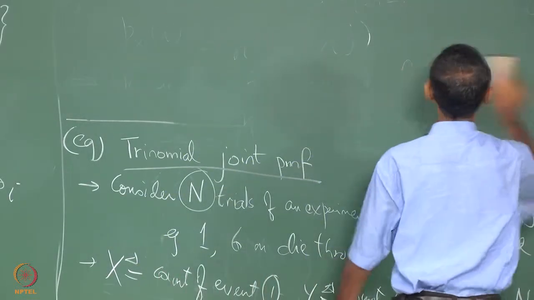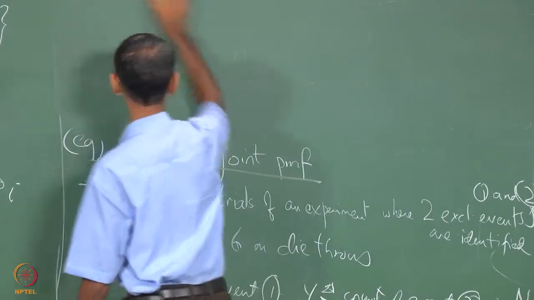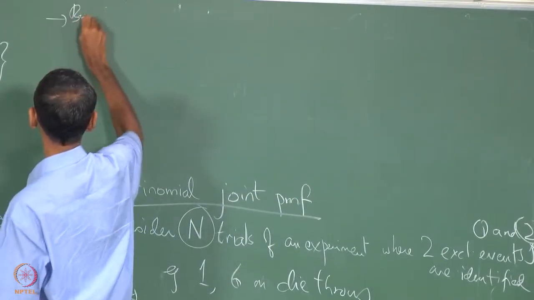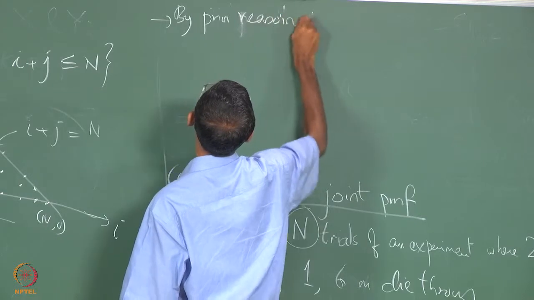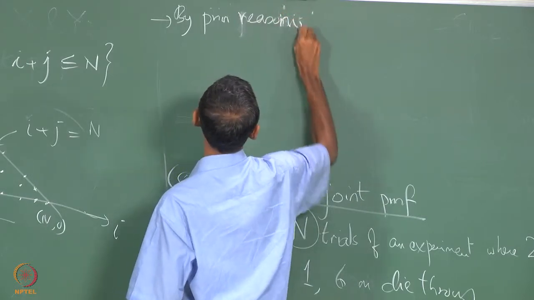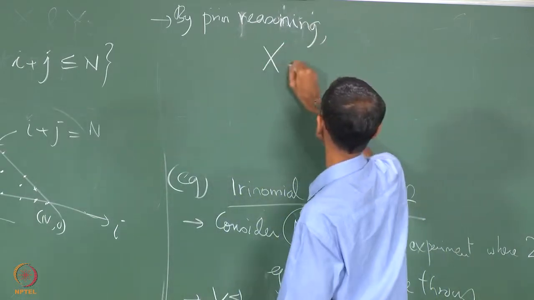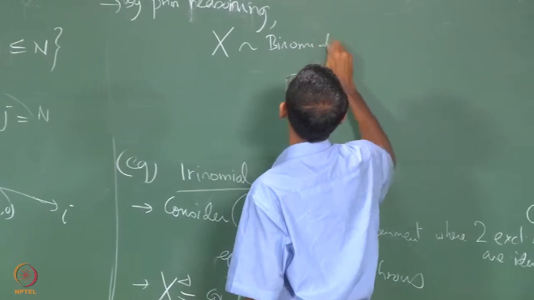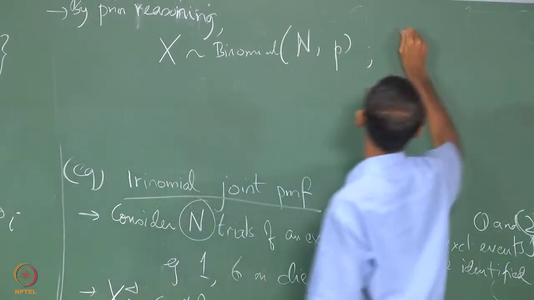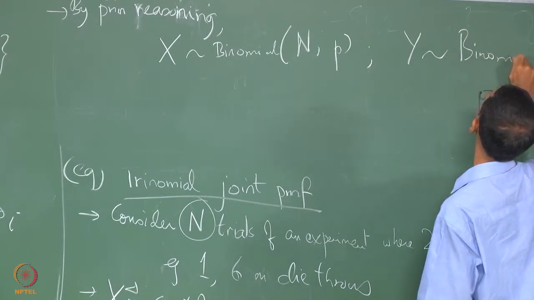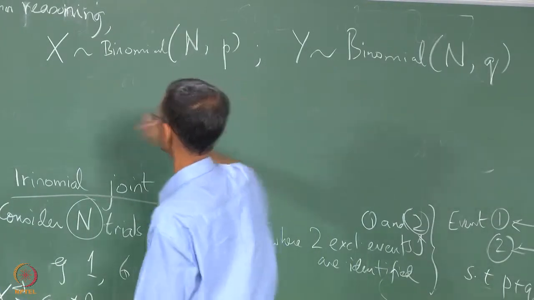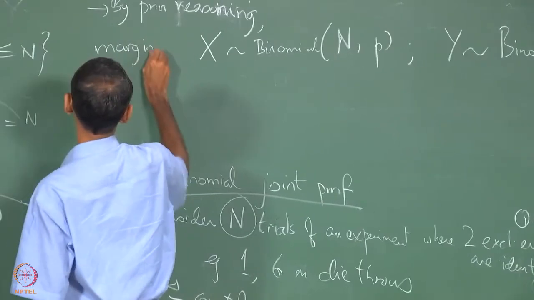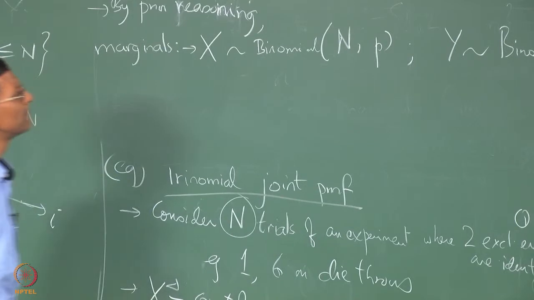Okay. Now we have already said that the marginal PMFs, by elementary reasoning or prior reasoning, whatever you want to call it, we have said, what have we said? X is binomial with parameters n and p, Y is binomial with parameters n and q. We want to now derive these two marginal PMFs. How do we derive this from this joint?